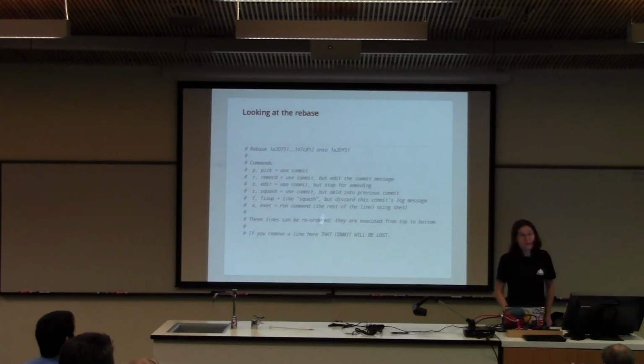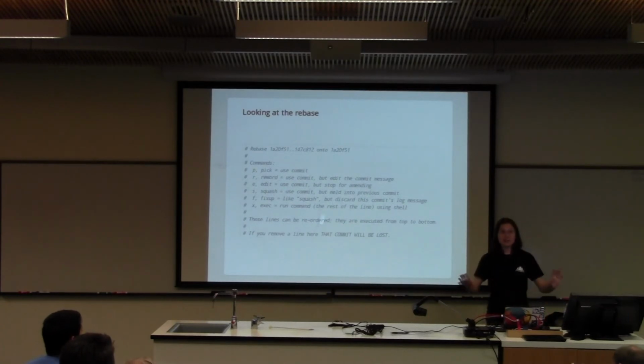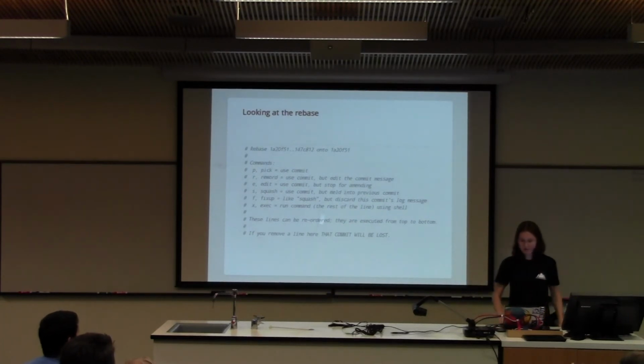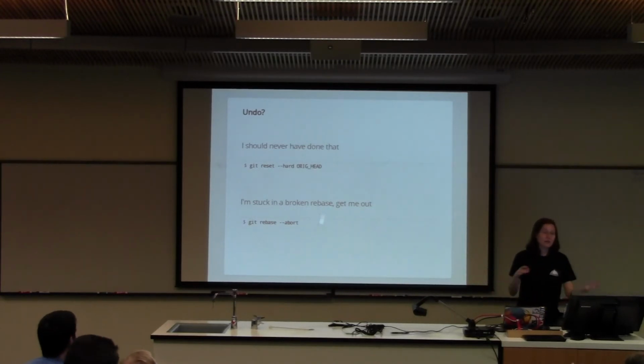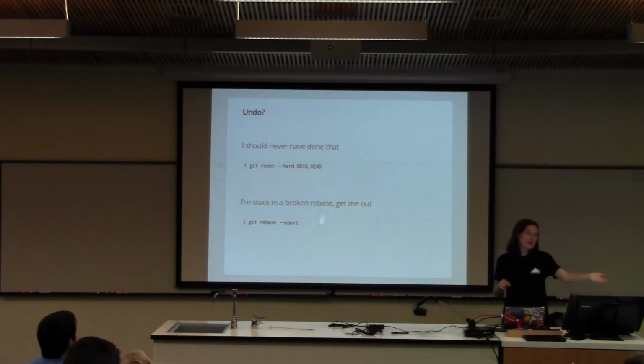So what if you're partway through a rebase, you're like, I should never have done that, this was a terrible idea, get me out of here. Git rebase makes this tag for you called ORIG_HEAD when it starts, because it knows you might want to just go back, undo all of it. Git reset --hard to ORIG_HEAD will undo a rebase, and rebase --abort will get you out of a broken rebase when it's happening.